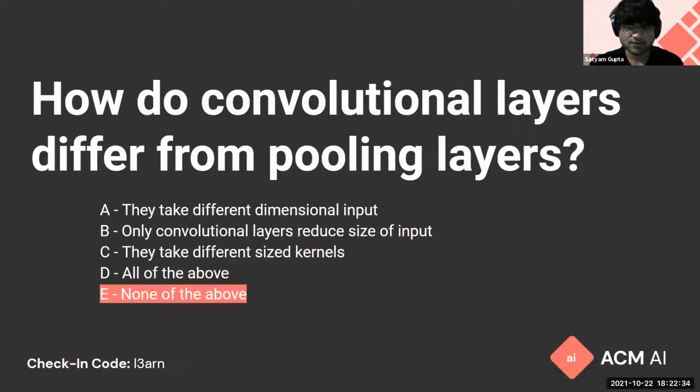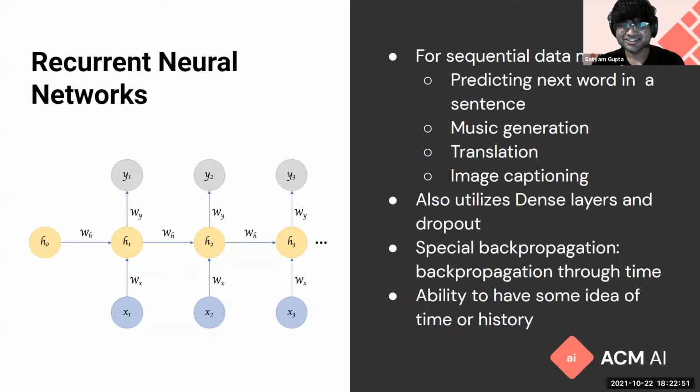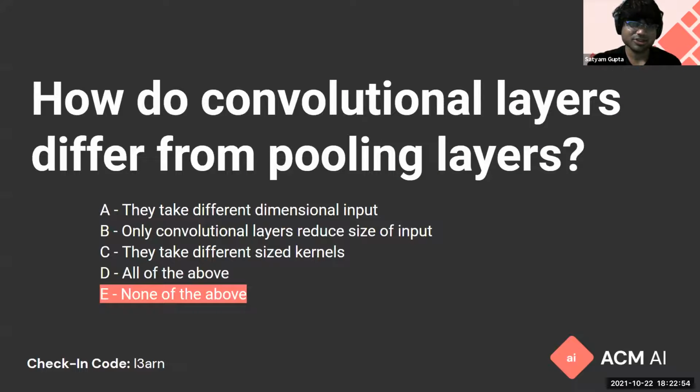All right. The answer is none of the above. If you think about it, how do they differ? A convolution layer and a pooling layer are still taking the same size input. The pooling layer also reduces, and different size kernels is not a difference. With convolutional layers, you have a kernel. With pooling layers, you also have a kernel. It's just the way the kernel works that is different.